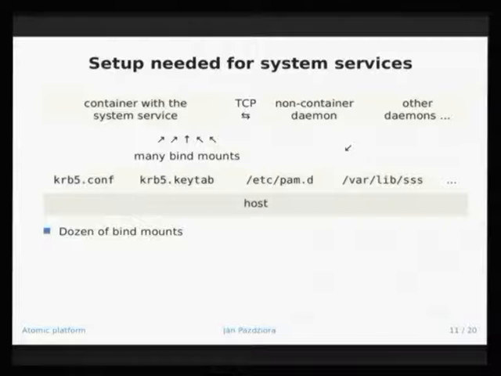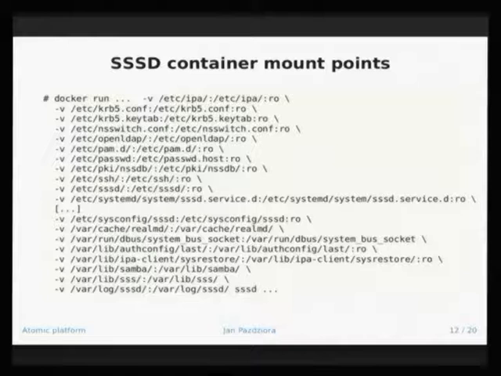A typical system service might have dozens of files that it cares about. You want those files to be stored not in the container, and you need them to be readable by other services. If that IPA client install changed PAM configuration in /etc/pam.d, SSH should be able to find it there. So if you were to run a container with a system service that includes SSSD, you would have quite a lot of bind mounts to specify. No one can do that right every time.